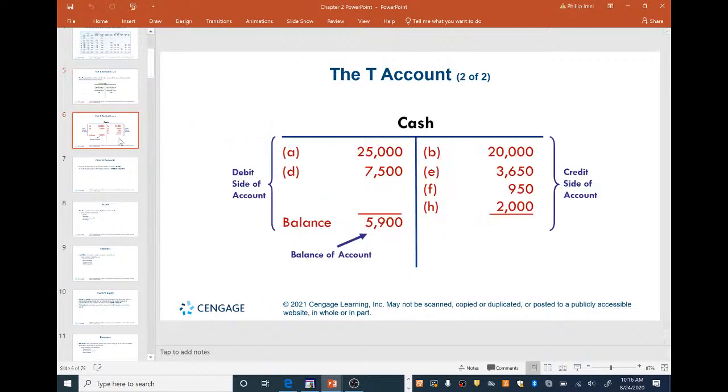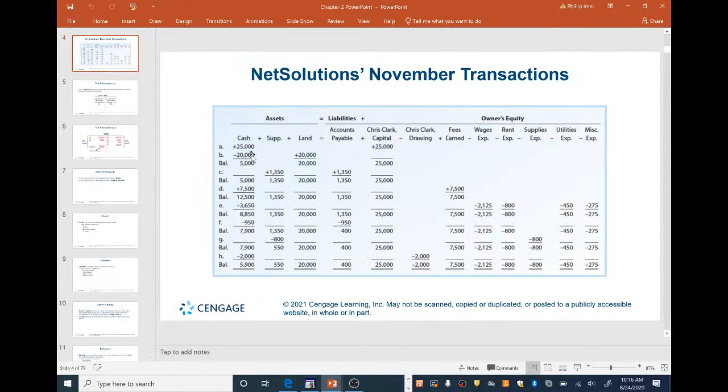So let's take an example here of looking at a T account, analyzing the account of cash. So once again, the top has your title of cash. And each of these little letters next to it are just examples of transactions from up here. So you can see here cash. Remember, Chris Clark contributed $25,000 cash. We're analyzing the cash account, so that's why we're not worried about the capital side here. So he contributed the cash of $25,000, cash increased.